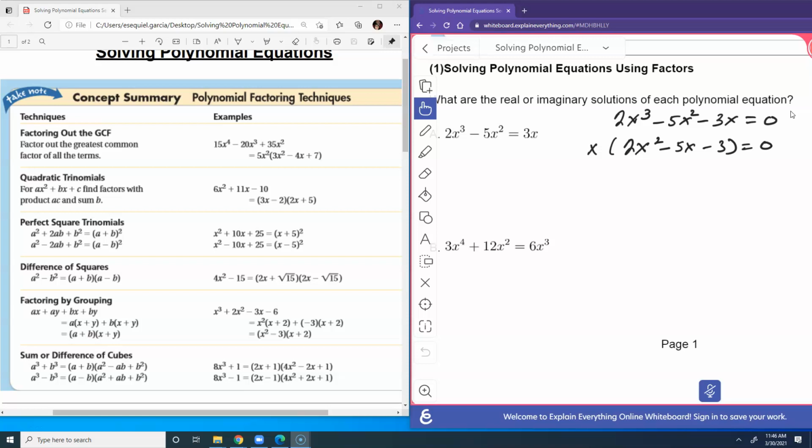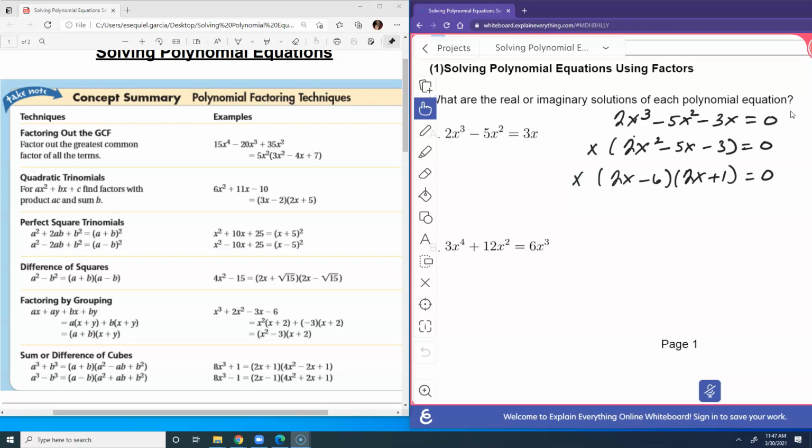So what we're going to do next is factor 2x squared minus 5x minus 3 by multiplying 2 times negative 3, which gives you negative 6. And you're going to find the factors of negative 6 that add up to give you negative 5, which is going to be negative 6 and 1. So you have x times the quantity 2x minus 6 times 2x plus 1 equals 0.